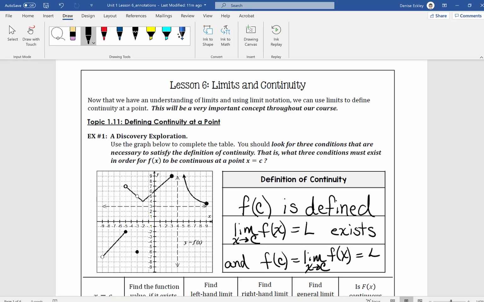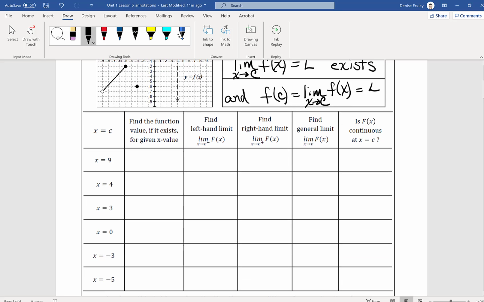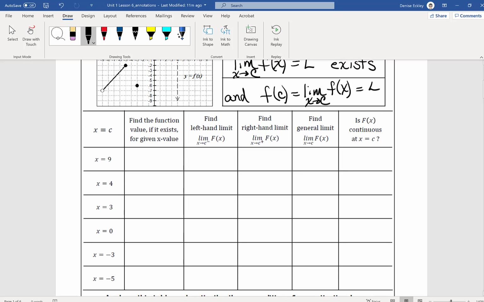So let's go through and fill in the table. That'll help solidify the definition a little bit. We're looking at values of x, and then we have to find if the function value exists. We should find the left-hand limit, the right-hand limit, and if those are the same, we can find the general limit, and then we can make a determination whether or not it's continuous.